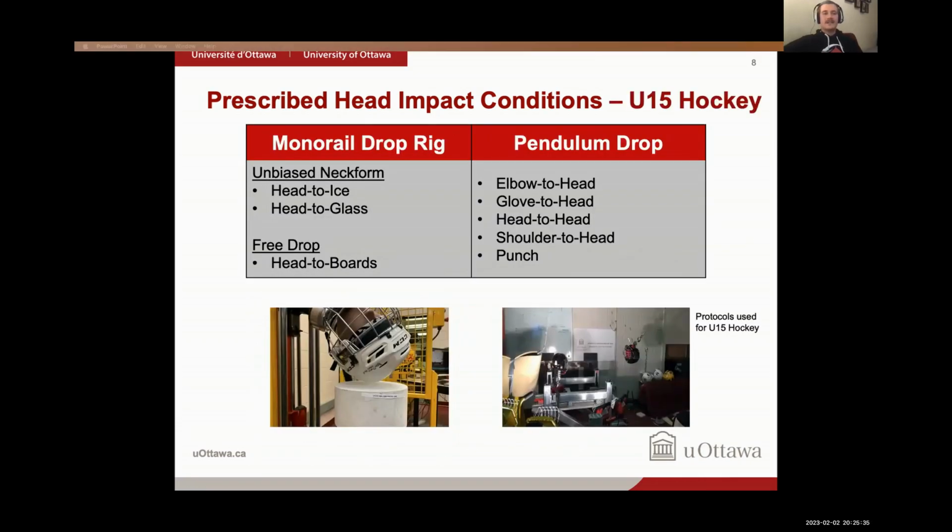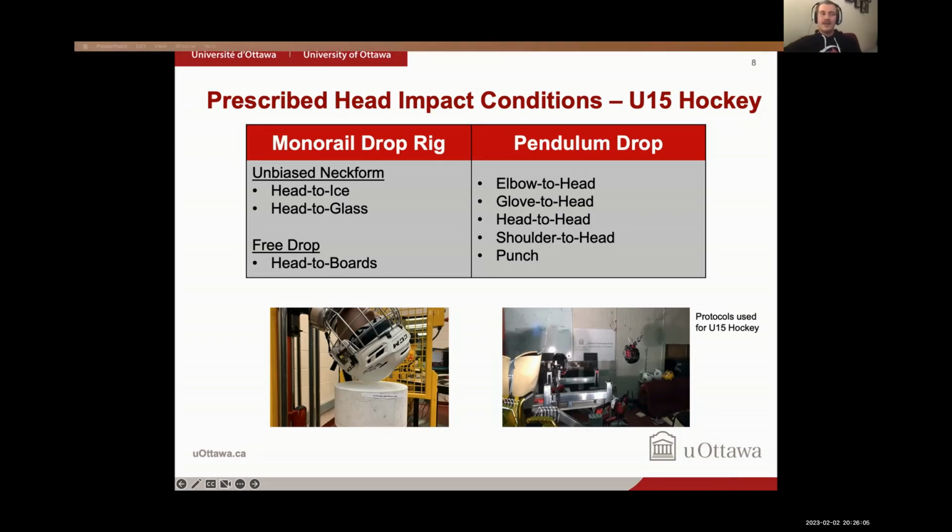With respect to the prescribed head impact conditions for under 15 hockey, again because this is what most of my research focused on, we use two different data collection methods. First, we use a Hybrid III head form. This is a crash test dummy that's often used either for car safety or for testing helmets. We put a helmet on it and strike the head using either our monorail drop rig or a pendulum drop.